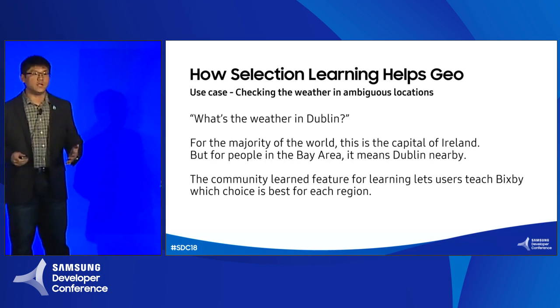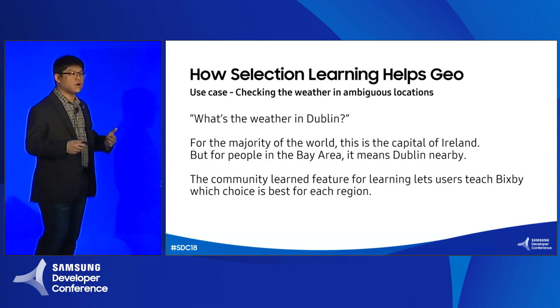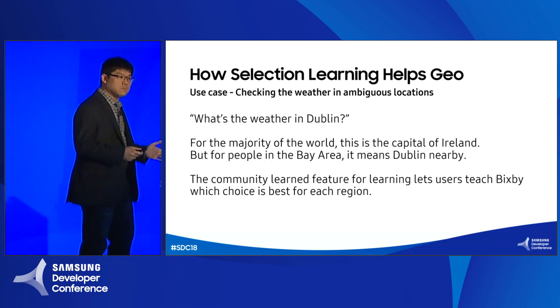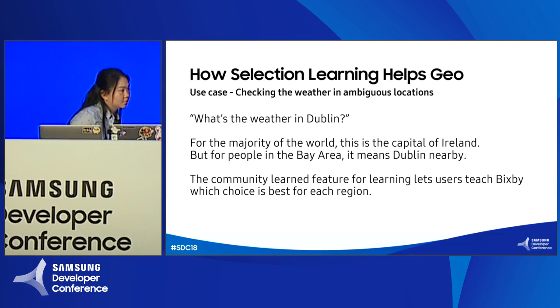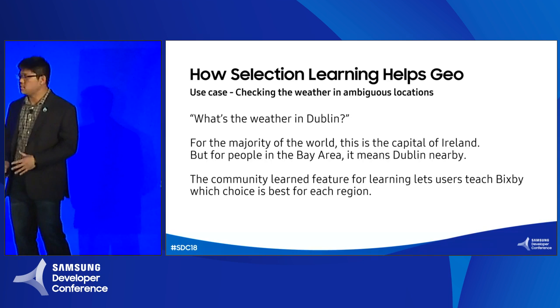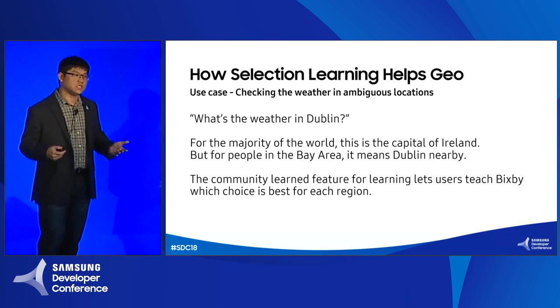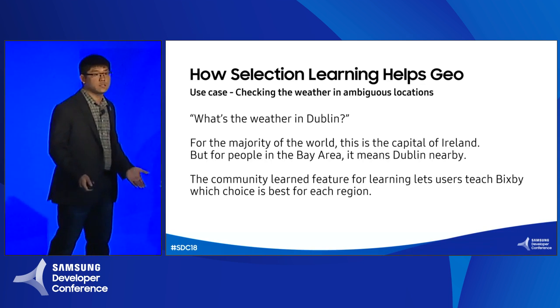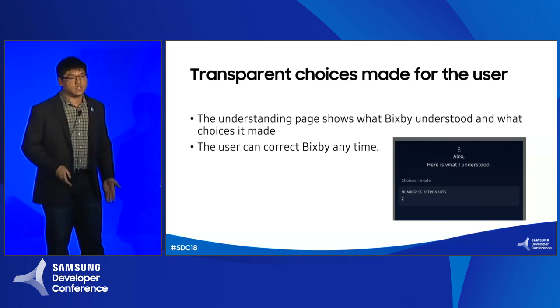We give the strategies, like how far is the city from the user, and Bixby can learn from that. Wait, but what if I'm an Irish person living in the Bay Area, and when I'm asking about the weather in Dublin, I mean my home country, Ireland? Well, that's true, and basically what Paulina is saying is that selection learning could make the wrong choice, and we have a solution for that too.